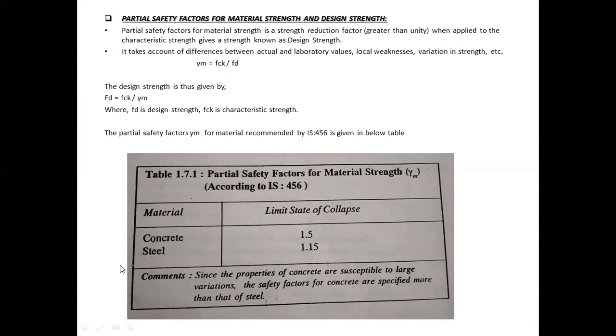So the partial safety factor for material strength is generally a strength reduction factor which is applied to the characteristic strength value, giving the design strength. This is a standard value used for any material, which differs for materials like concrete and steel. Also, they have given in the diagram the limit state of collapse partial factor: for concrete material it is given as 1.5, and for steel material it is given as 1.5.